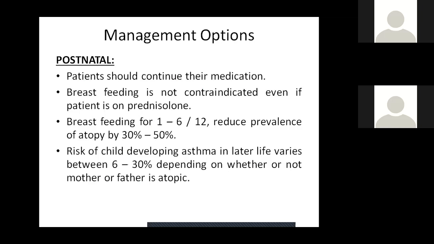Risk of a child developing asthma in later life varies between 6 to 30% depending on whether only the mother or both mother and father are atopic.